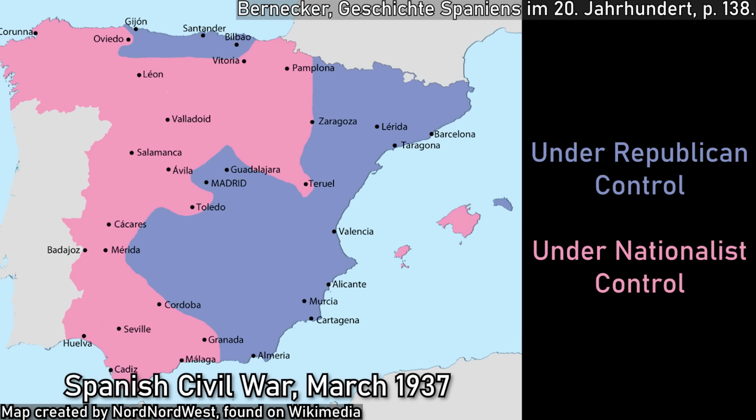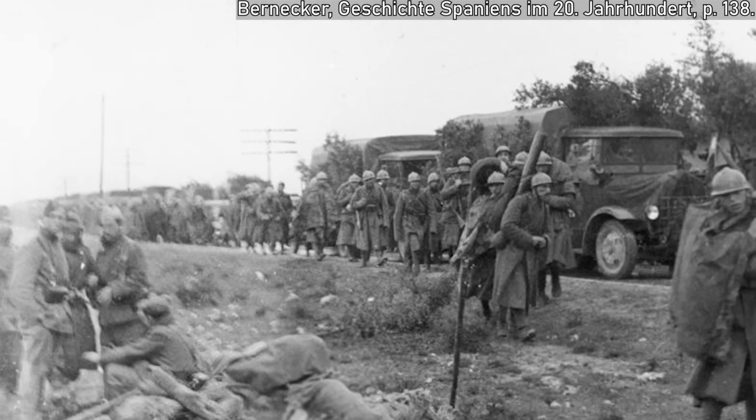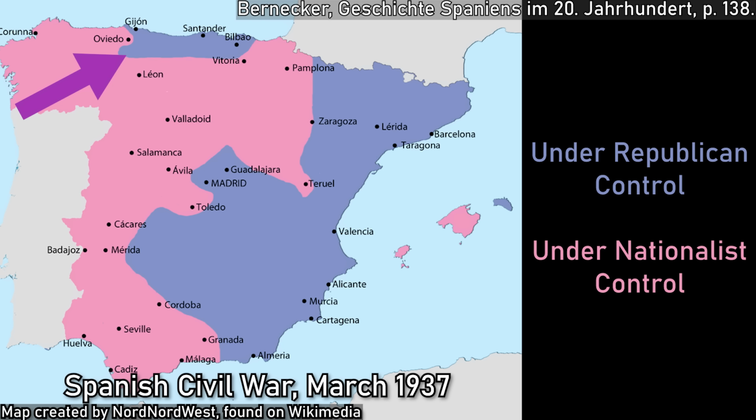Any hopes that the civil war would at least soon be over vanished by early 1937 at the latest. Because although the nationalists were able to capture the city of Malaga in February, the Italian troops failed in another attempt to occupy Madrid 1 month later. And so Franco turned north to bring at least the Basque country and Asturias under his control. These regions were not only an inconvenient threat to the nationalists' rear, but were also economically significant.